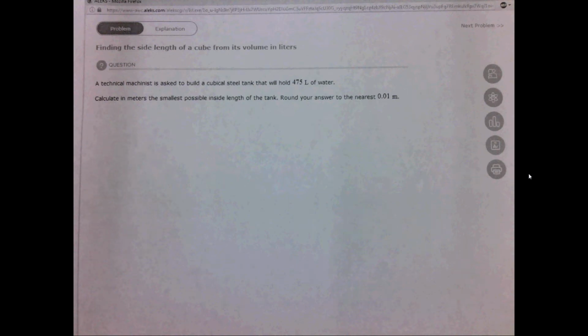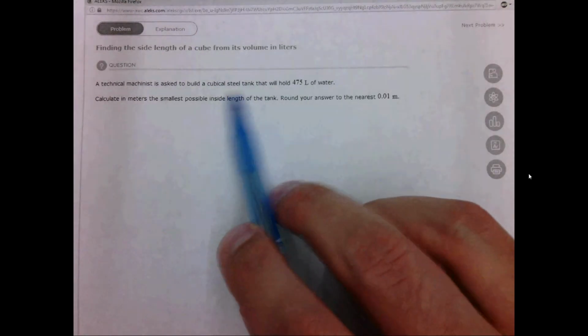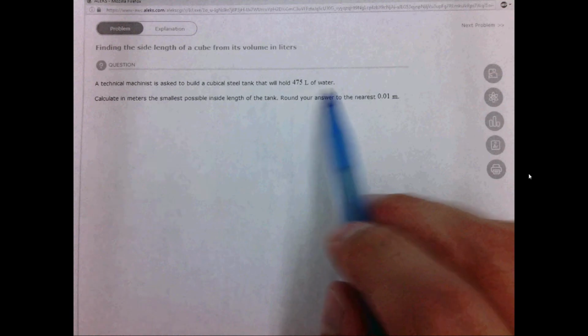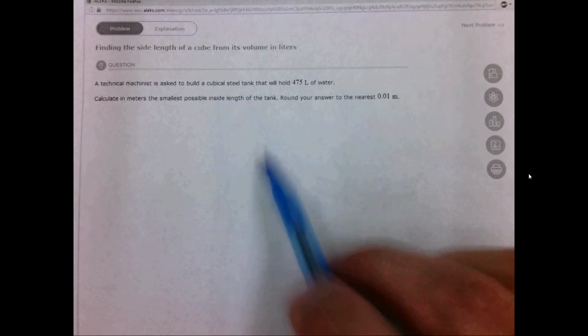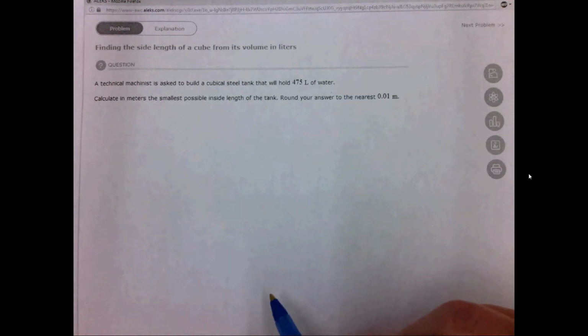In this question, we're asked to find the dimensions, the length of the sides, of the container for a cubical steel tank that will hold 475 liters of water. So in a cubical steel tank, all three of the sides, the length, the width, and the height, will be the same because it's going to be a perfect cube.